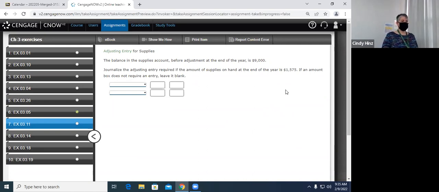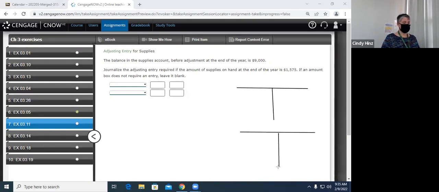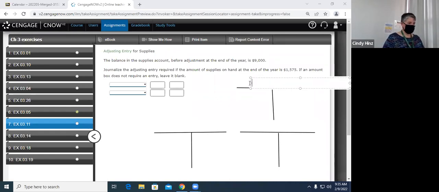Exercise 7 is about supplies, and we've actually already talked about supplies a couple different times. So I won't need to spend as much time talking about this as I did the last exercise. I'm just going to put a couple of T accounts here on the screen for us to use. Apologize, my T's aren't terribly straight.